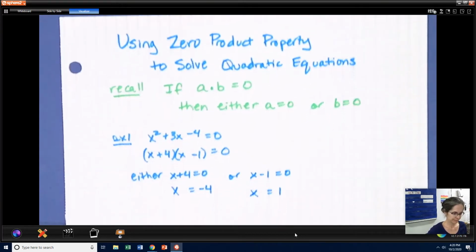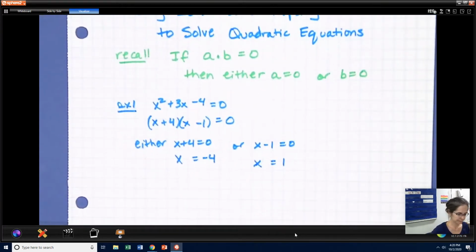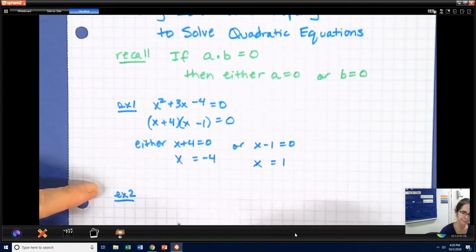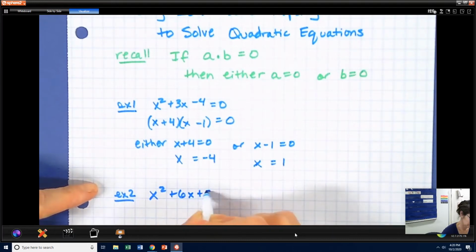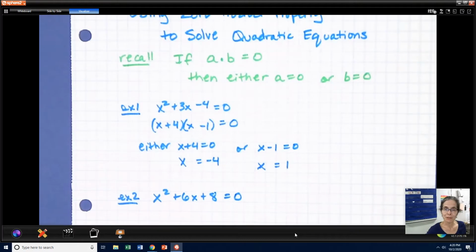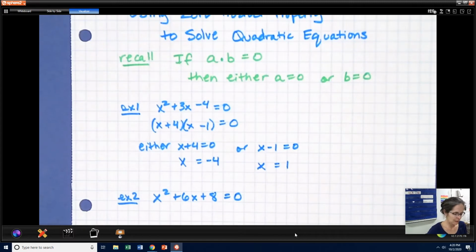Let's try another one. Example 2. Again, we're going to have to factor it. This is why you really wanted to know your factoring last chapter. I'm looking for factors of 8 that add up to 6.